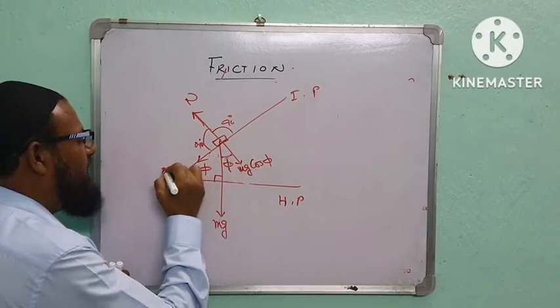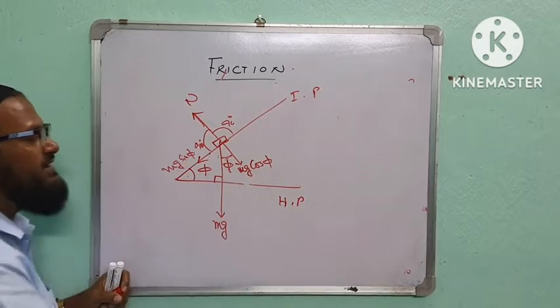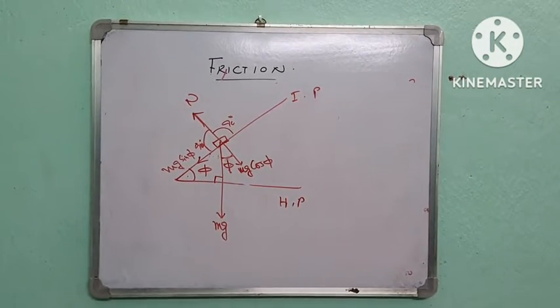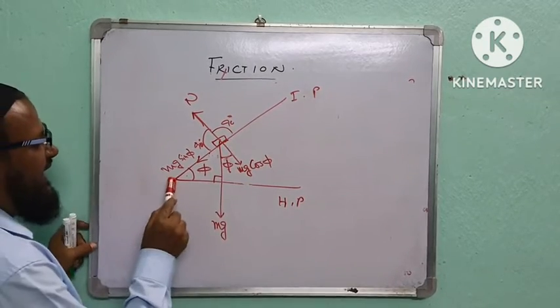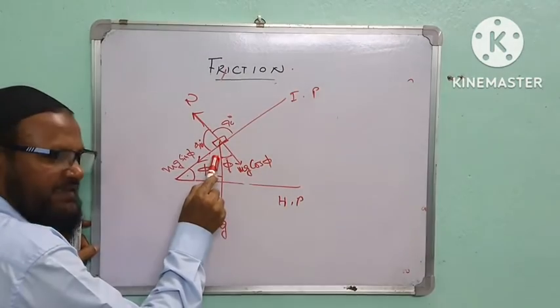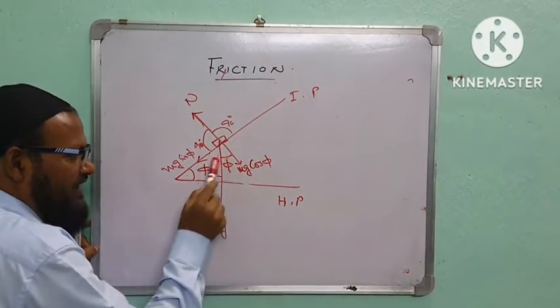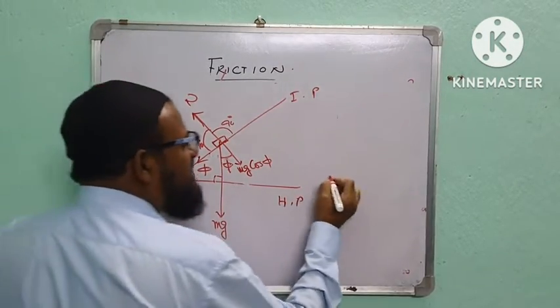Now what will the other component be? mg sin phi. Is it clear? This angle phi, this is 90 degree, this is 90 degree minus phi, this is phi. Suppose it is no problem.